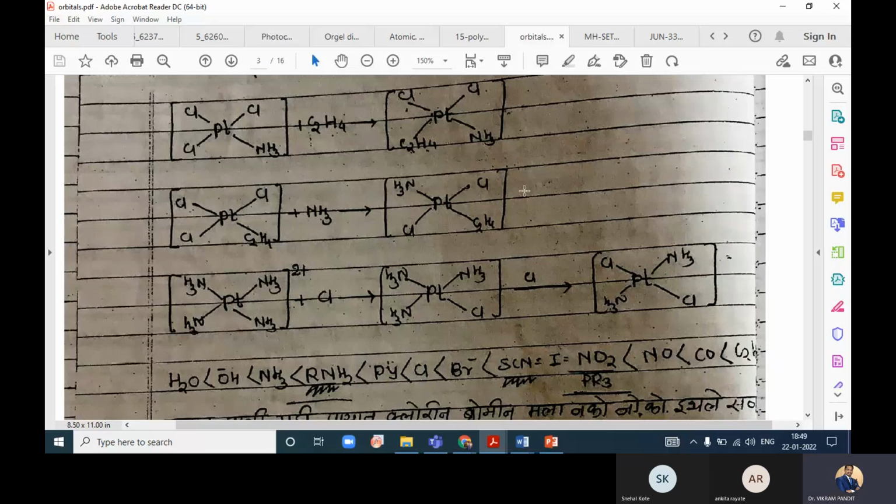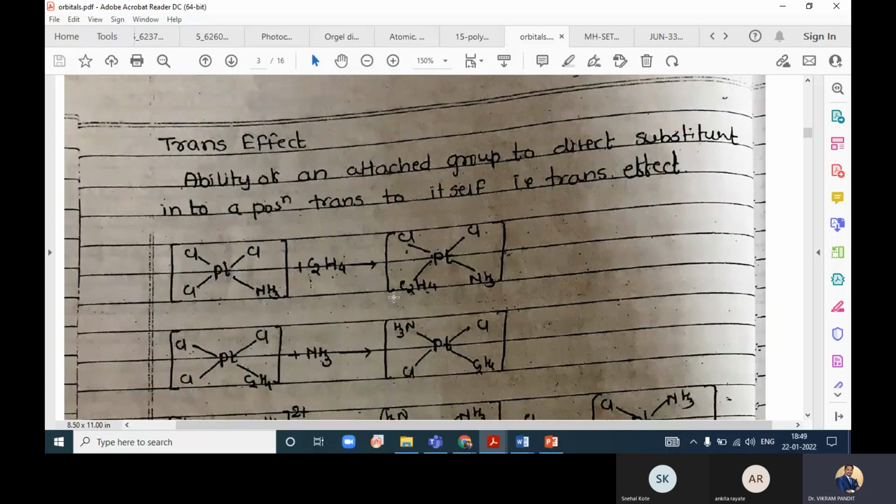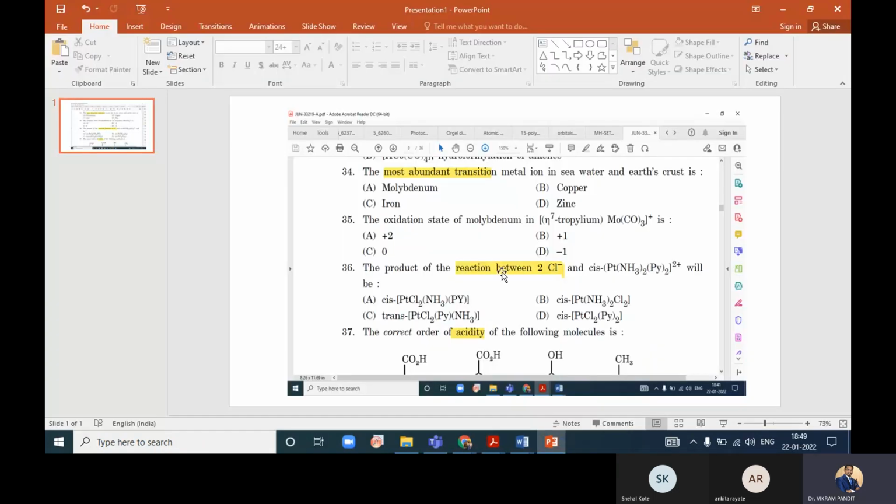All these ligands, or this type of compounds, show this trans effect, and the reactions or the products we get are generally asked in our question paper. So now we have this question from the question paper: the product of the reaction between these two, chloro and NH3 and pyridine, will be.